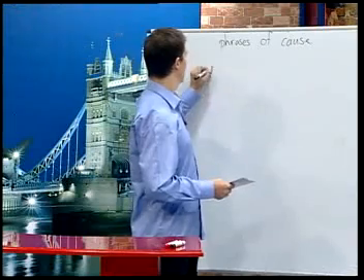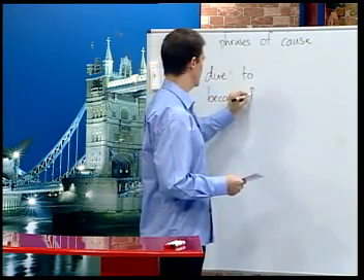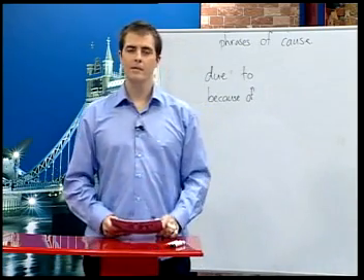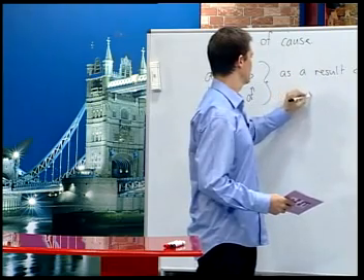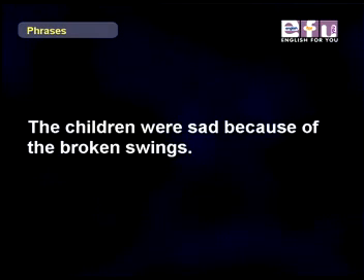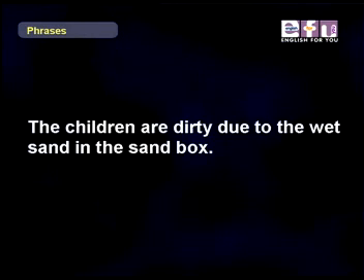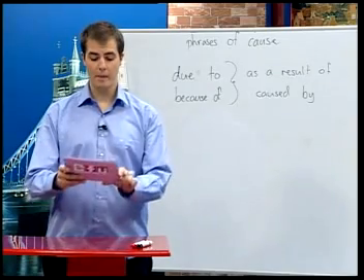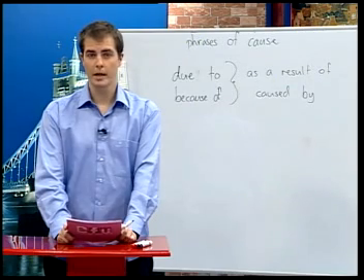Due to and because of are phrases of cause. They mean as a result of or caused by. In the first sentence, the playground was closed as a result of rain. In the second sentence, the children were sad because the swings were broken. In the third sentence, the humidity caused the wading pool to be full. In the fourth sentence, the children are dirty as a result of the wet sand. In these sentences, the prepositions are followed by phrases. When a phrase begins a sentence, a comma is usually used after the phrase.